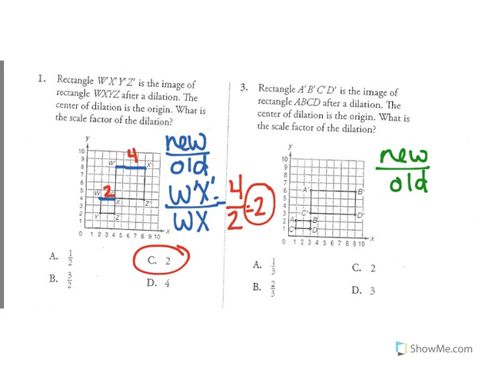Over here I could pick some horizontal lines, but I'm going to pick vertical lines. So I'm going to do B prime D prime for new, and then BD for old. So B prime D prime, if you count, it's going to be 1, 2, 3, and BD is just 1. So you have 3 over 1. So then the scale factor would be 3.